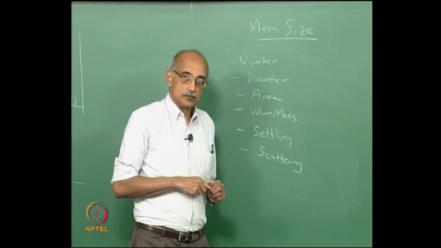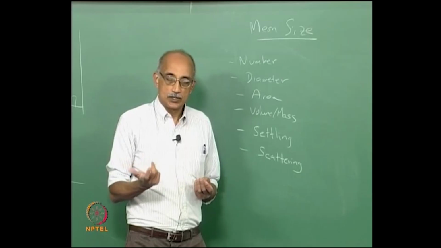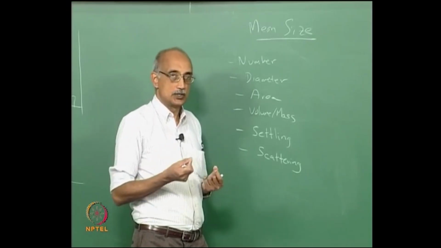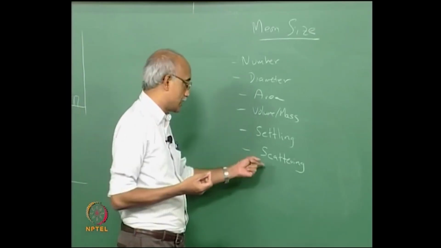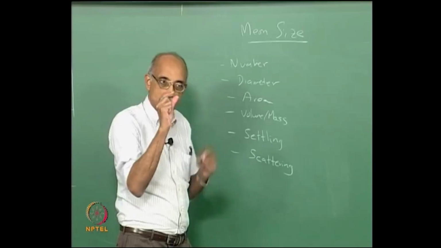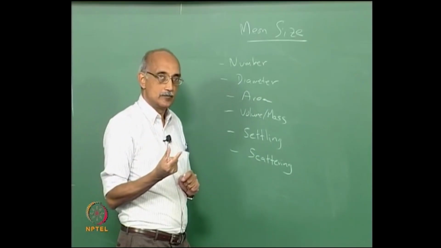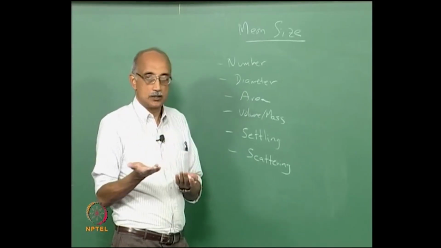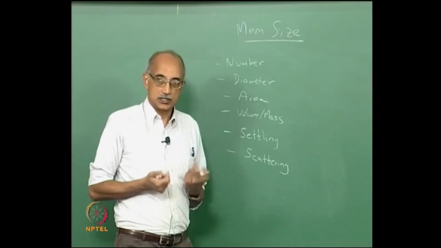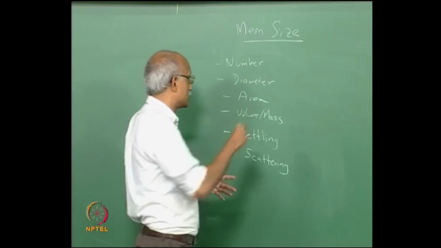Scattering mean diameter: if you are using a light scattering instrument to measure size, then the most logical size to use as an average size is a scattering mean diameter, because the instrument is estimating the size of the individual particles by using scattering as a technique, right. So in order to be consistent with the functioning of the instrument, you would probably want to use a scattering mean diameter. So how do we define each of these cases?